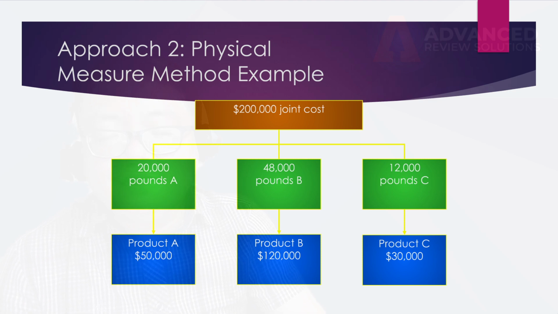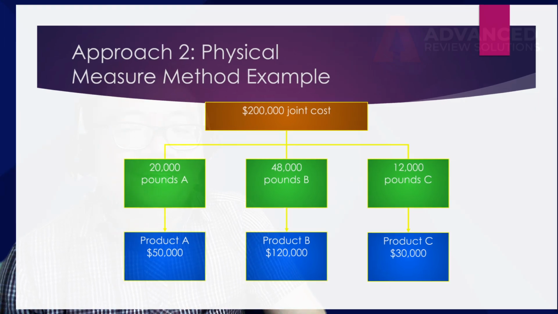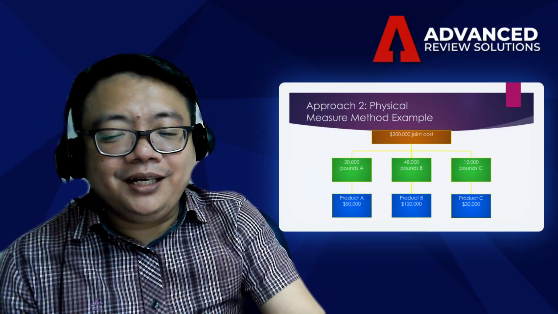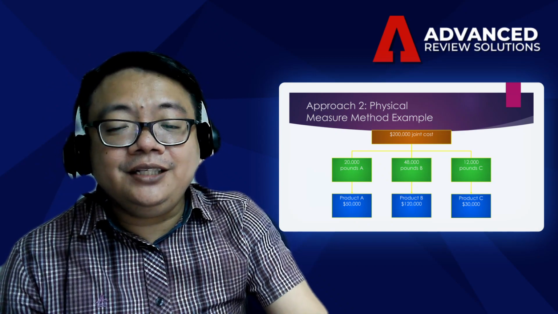Alright. Ito naman, class, another approach is about your physical measure. Ito, class, napakadali sa lahat, no? Paano to? Add mo lang yung 20,000 pounds, 48,012. I think this is 6880, no? So 20 divided by 80 times 200, you have 50,000. Ganun kadali. 48 divided by 80 times 200, 120. 12 divided by 80 times 200, you have 30,000. Sana, class, physical measure na lang ang ibigay sa board exam because of very easy na to compute.